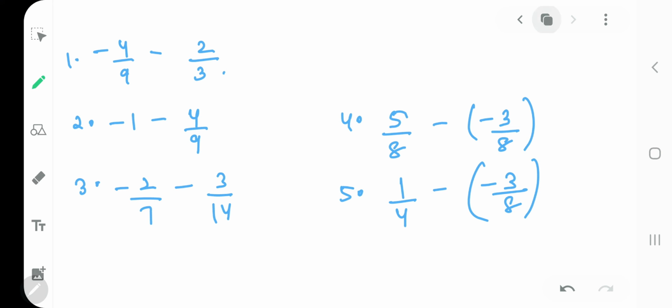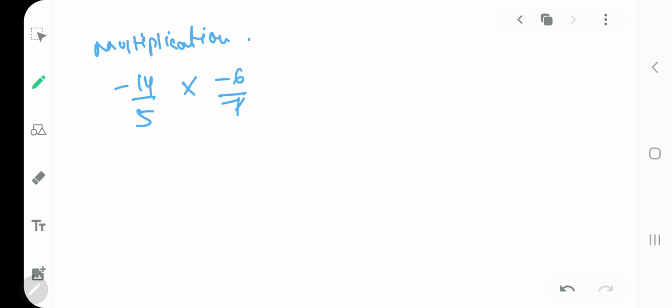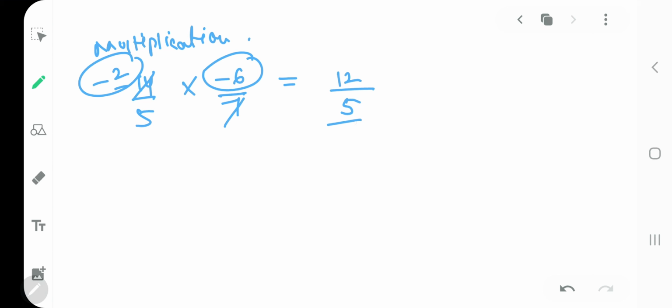Then we'll go for multiplication of fractions. Let's start. Suppose I give you minus 14 upon 5 into minus 6 upon 7. You can go with the 7 table, and you will get minus 2 here. So it will be minus 2 into minus 6, that will be plus 12 upon 5. Now this is an improper fraction, so you always have to give your answer as a mixed fraction. So that will be your answer.